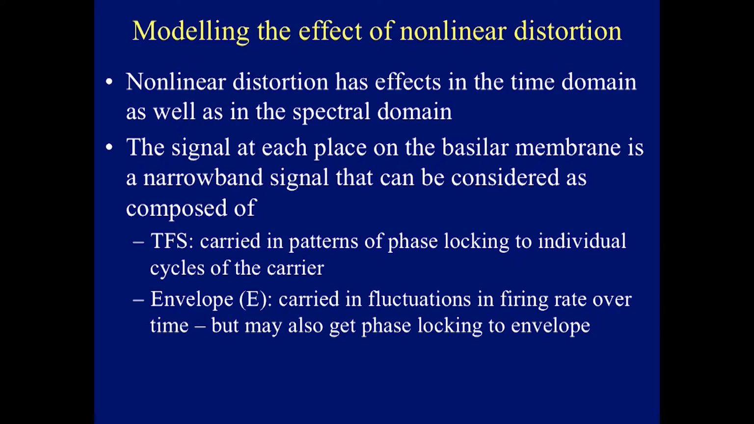And we can think of the signal at each place on the basilar membrane as a narrow band signal that we can decompose into a temporal fine structure and an envelope. The temporal fine structure is a kind of carrier, and an envelope is the slower fluctuations in amplitude superimposed on that carrier. The fine details of the temporal fine structure are carried in the patterns of phase locking in the auditory nerve to individual cycles of the carrier, whereas the envelope is carried in the slower fluctuations in firing rate over time, although for higher envelope rates you can also get phase locking to the envelope.